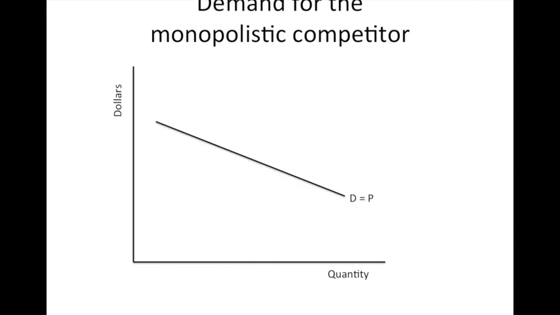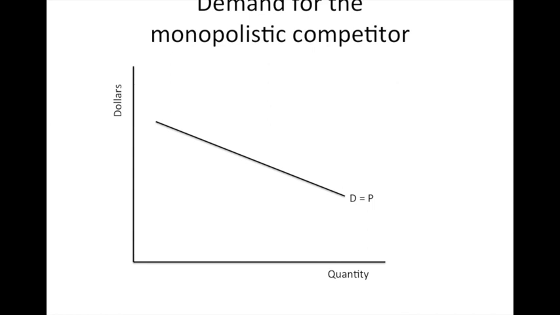Now, demand for the monopolistic competitor is downward sloping, even though it is relatively more elastic than a monopolist's demand curve, because it has many close substitutes. If you remember the things that make a demand curve relatively more elastic, it's those SLIT characteristics. So the S in that is the number of substitutes. The more substitutes, the more elastic.